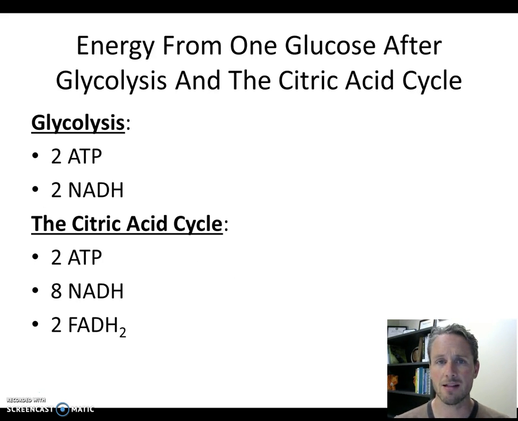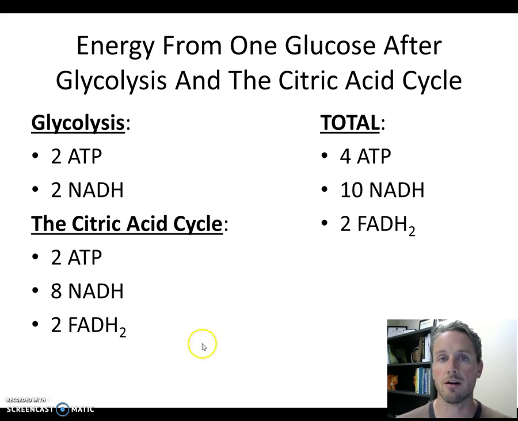So to wrap up, let's think about just the energy that we got from 1 glucose molecule after we completed glycolysis and the citric acid cycle. At that point, glycolysis has made us 2 ATP and 2 NADH. Then we took the pyruvates from glycolysis and we did the citric acid cycle. We make 2 more ATP, 8 NADH, and 2 FADH2. So in total, if we add those numbers together, we have a total of 4 ATP produced from each glucose, 10 NADH produced from each glucose, and 2 FADH2 molecules from each glucose.